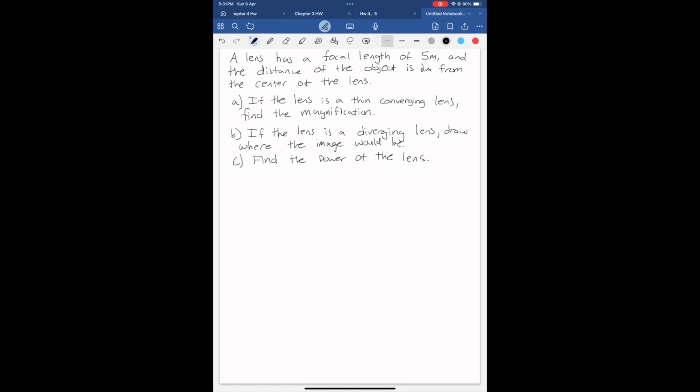A lens has a focal length of 5 meters, and the distance of the object is 2 meters from the center of the lens. A. If the lens is a thin converging lens, find the magnification. B. If the lens is a diverging lens, draw where the image would be. And C. Find the power of the lens. So we're going to do part A first.